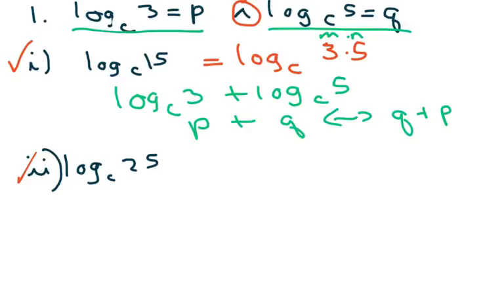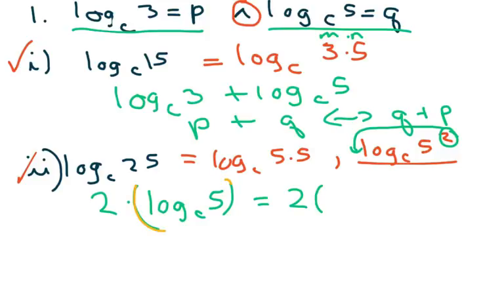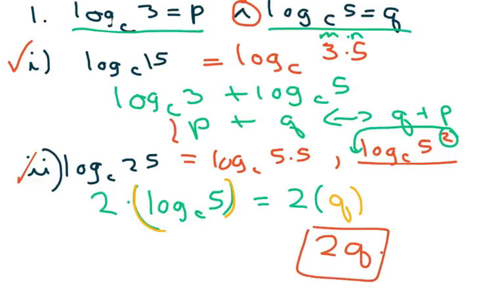And this one we could rewrite as log base c of 5 times 5 and do the same thing we did before, or I'm going to write it as log base c of 5 squared. You'll get the same answer. So when I do that, I'm going to use my power property and bring the 2 in front here. So we get 2 times log base c of 5, which equals 2 times q. So my answer is 2q. Alright, so there are my 2 answers for that.